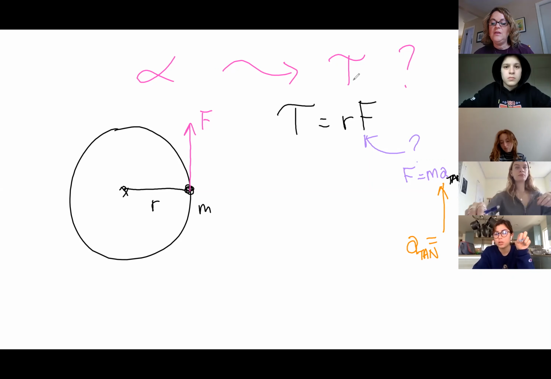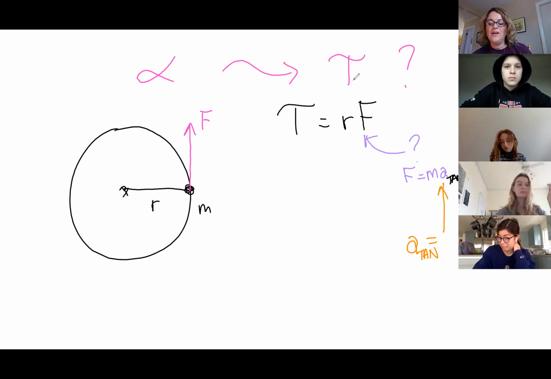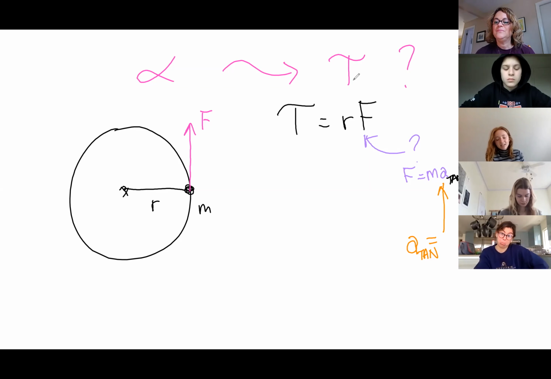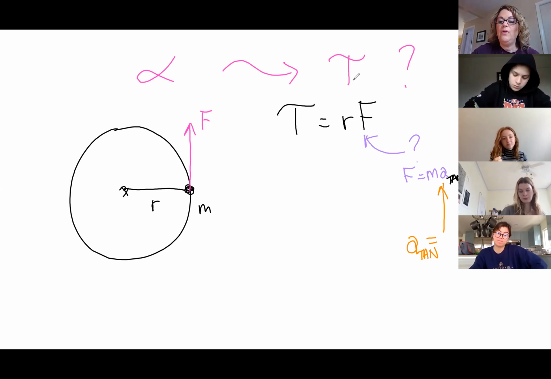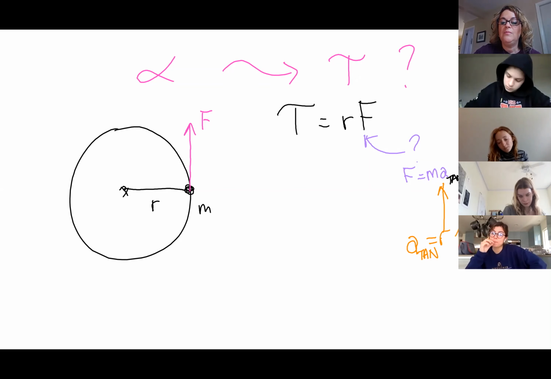Okay, so keep digging into that, Emma. If it weren't connected to that, what would happen to the particle? Lindsay, did you have something? I was just going to say, the tangential acceleration speeds up or slows down the curve. Yeah, it's going to speed you up or slow you down. And the way we were calculating a tan was by multiplying r times alpha.